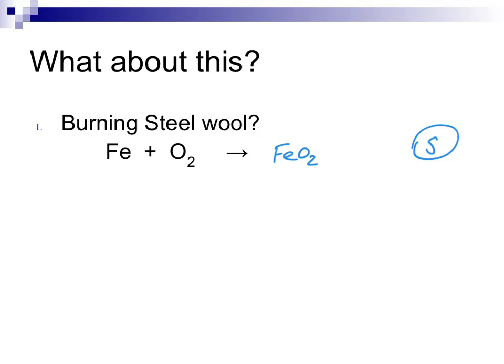So what elements are involved? Iron and oxygen. How do they get rearranged? We do the synthesis pattern. If I take one iron and one oxygen, then I will get one iron oxide.